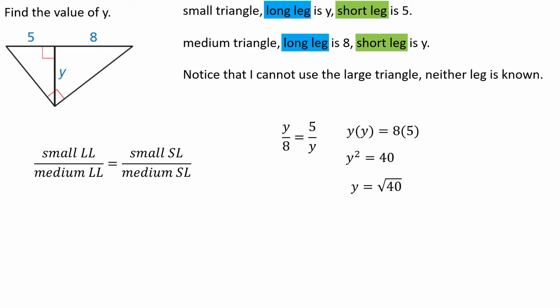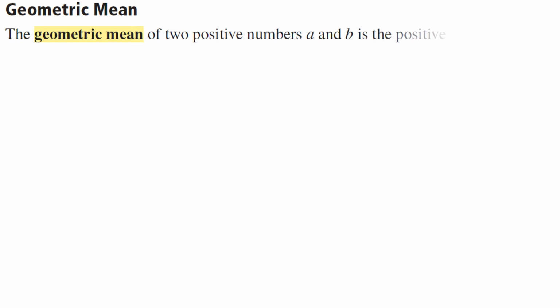So y is the square root of 40. And I'll come out with an exact answer here: 2 times the square root of 10. So what is the geometric mean? Also known as, if you want to think of it, a type of average. We've got the arithmetic mean, which is one type of average. The geometric mean is another type of average.